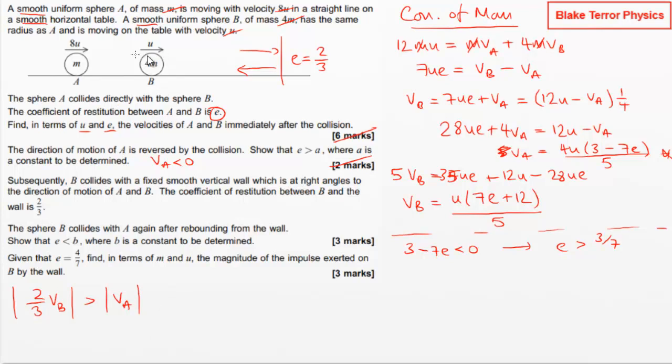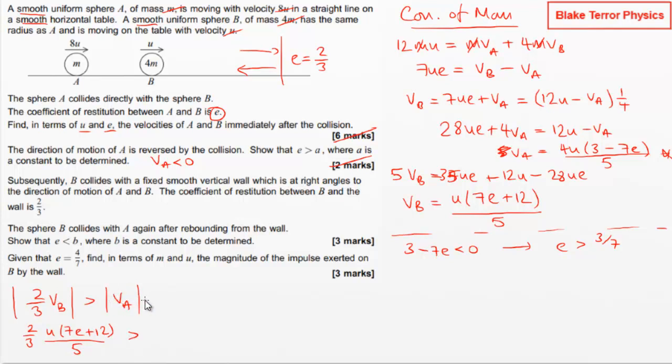Well, if we don't put in the minus sign, because when it hits the wall it will get a minus sign multiplication because it's changing direction, we can leave that minus sign out, and then we know it's still going to be positive. So we just have to do 2/3 of VB. So that is 2/3 of, what was VB? U times 7E plus 12 over 5. And that has to be greater than the magnitude of VA.